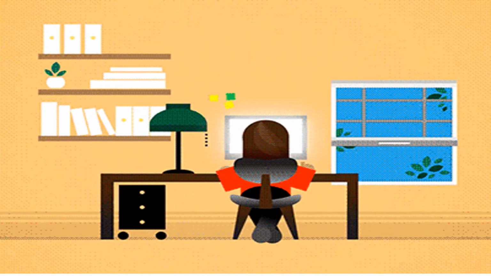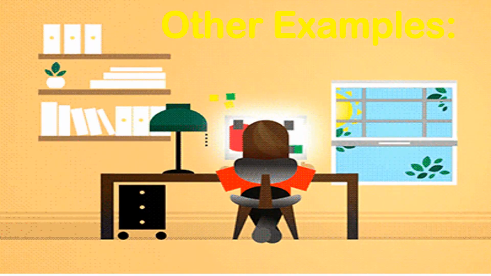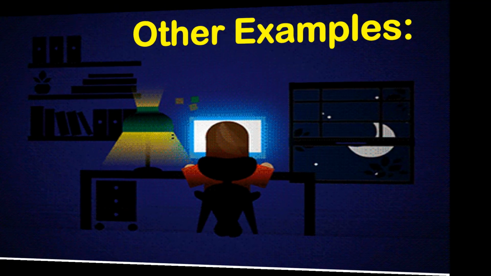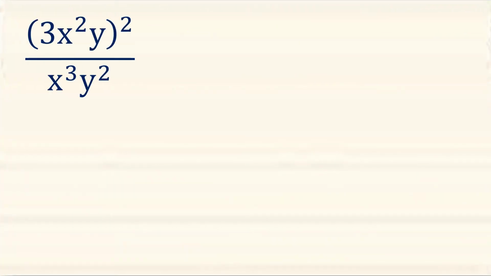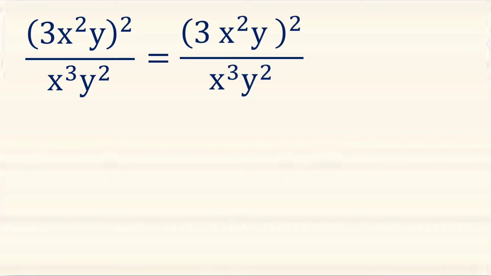Now let us have other examples. So let us have this one. 3x squared y raised to 2 over x to the third y squared. From here, please do remember that any number has an exponent of 1. Any variable has an exponent of 1.